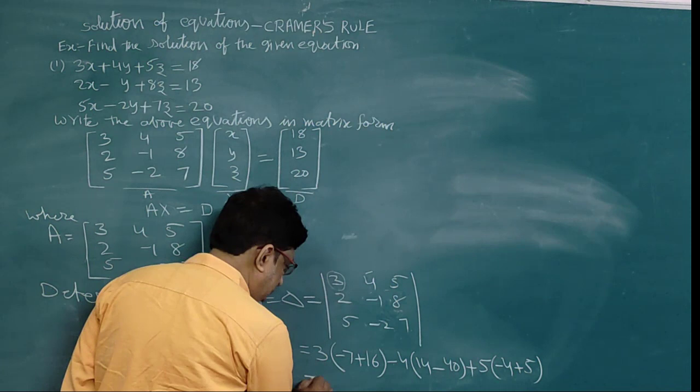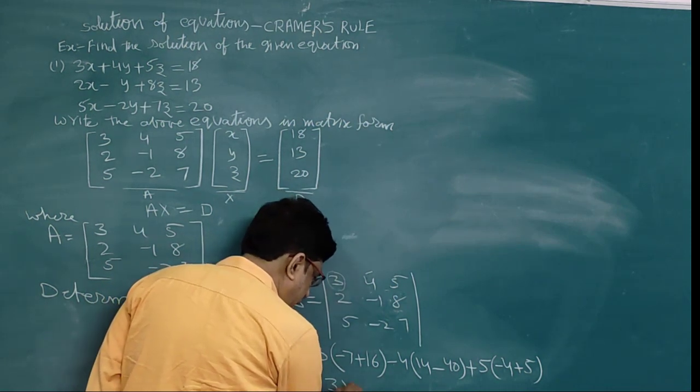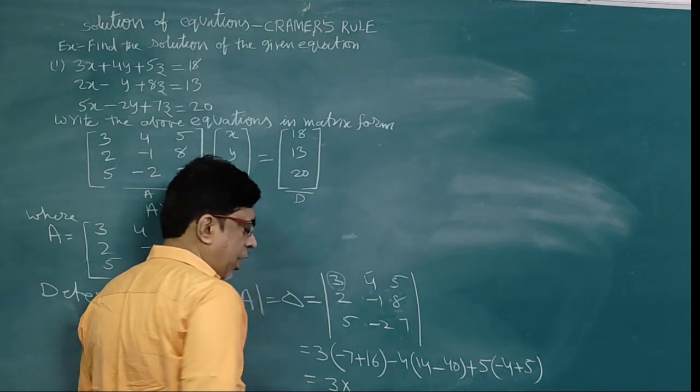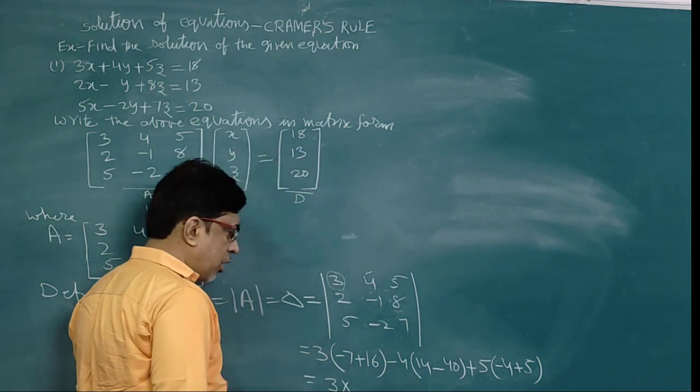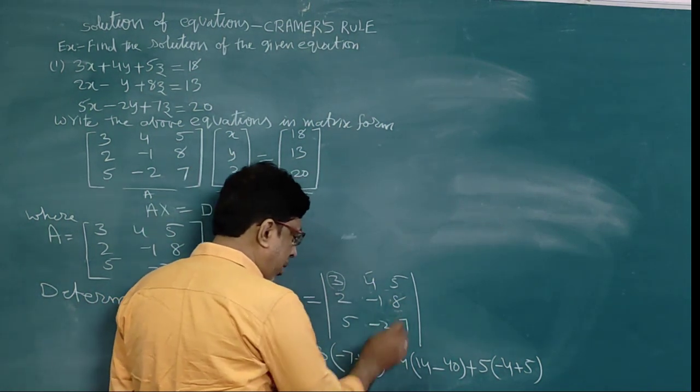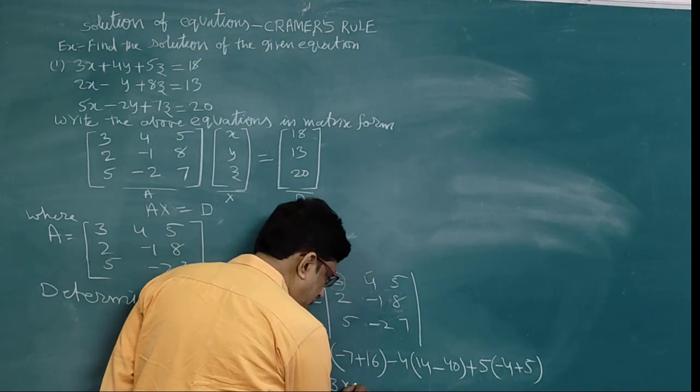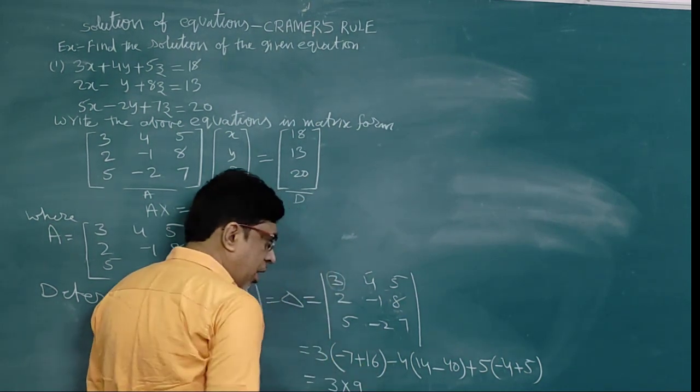Now write in numbers. 3 into 17, 16 plus 16, 17. So it will be 9. So plus 9, 14.